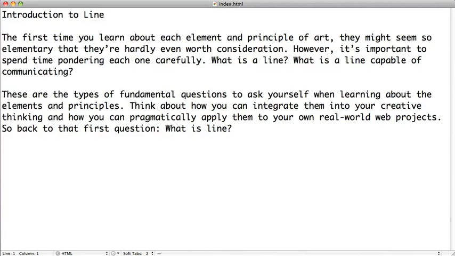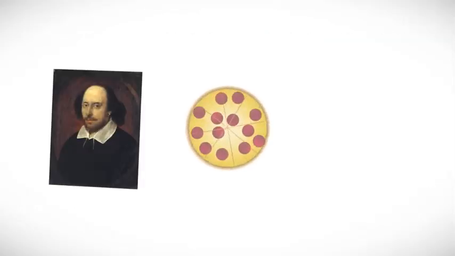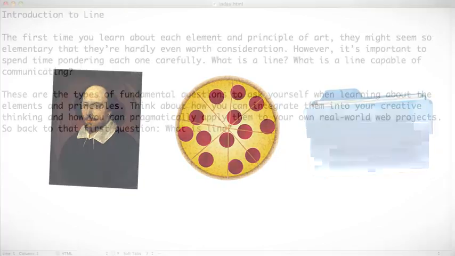So let's try an example. Let's look at some normal text, and then we'll figure out how we might mark this up with HTML. This text is describing one of the elements and principles of art, but really, this text could be about anything. You might create a web page about your favorite Shakespeare quotes, how to make pizza, practice and procedure for a work environment, or anything you want.